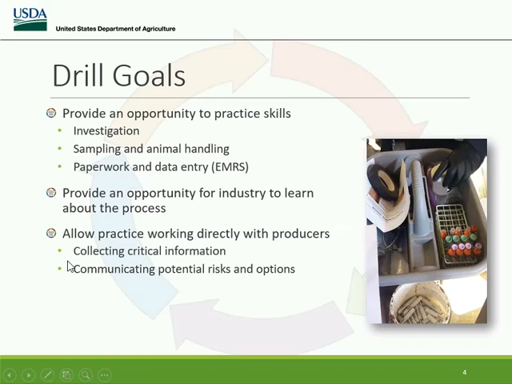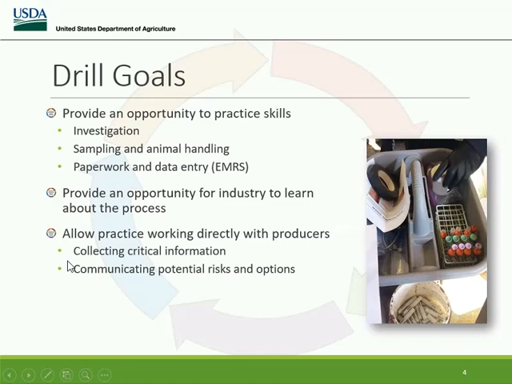In addition, with the investigation skills, we wanted to provide an opportunity to allow them to practice the sampling and animal handling skills that they learned in school or in their practice. And in some cases, they may want to work outside of the livestock types that they're normally working with to get some additional experience. Paperwork, data entry, that's always part of this. Data management in the foreign animal disease response or even in the investigation is critical to allowing an effective response to any disease. So that's an important component here.